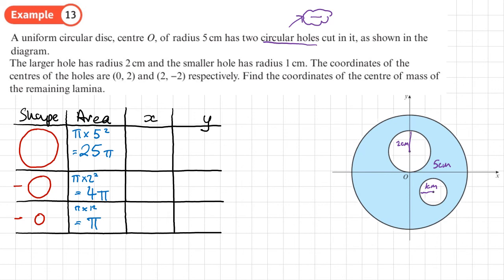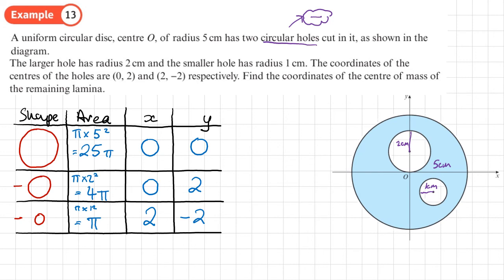Now we can use the standard results for circles, which means that the center of mass is at the center of the circle. So for the large circle, its center of mass is going to be at 0, 0. For the larger of the two holes, its center of mass is at the center, and we're told the center, so its coordinate is 0, 2. And for the smaller of the two holes, its center of mass is at 2, minus 2.